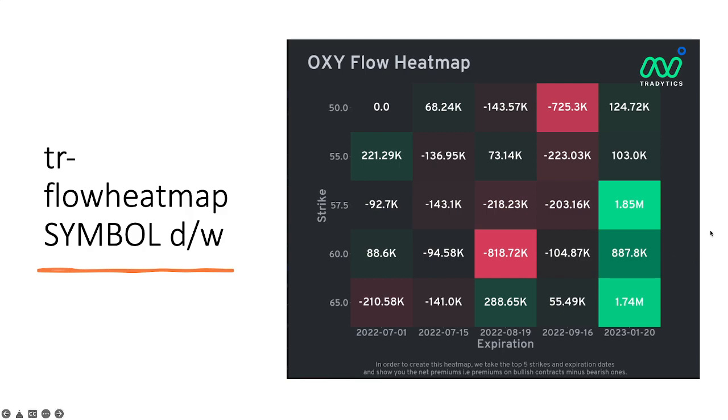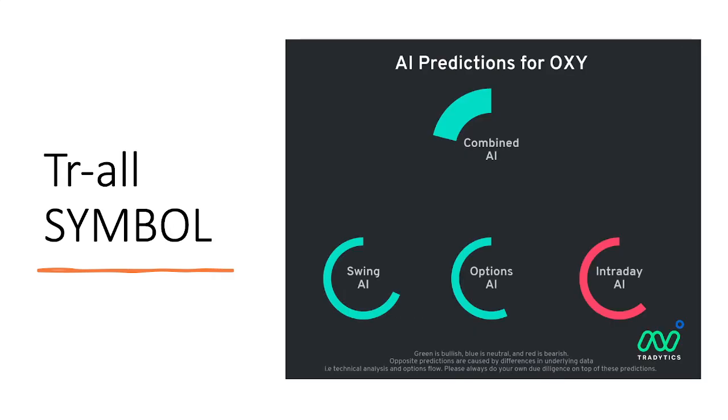So I'm guessing that's why there's these long-dated contracts out here, because smart money knows this. So anyway, you can also start using AI predictions, which is really nice. You can do TR-all for Oxy or whatever ticker you're assessing, and you can see in terms of swing versus options versus intraday price action, how the AI feels about the ticker. So you can see the AI feels that the ticker is currently slightly bullish.